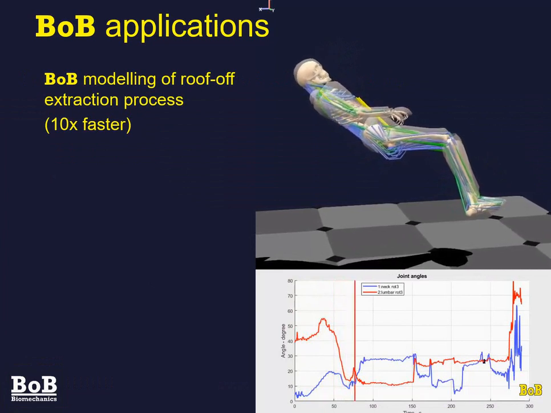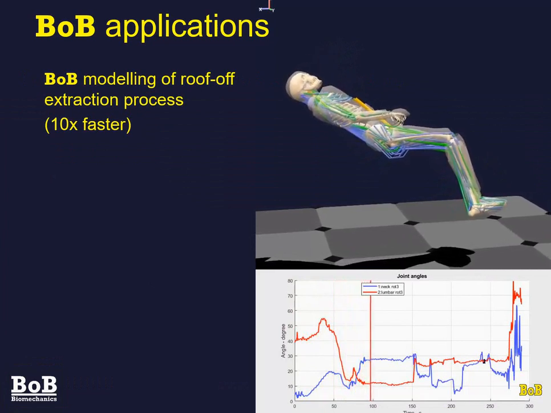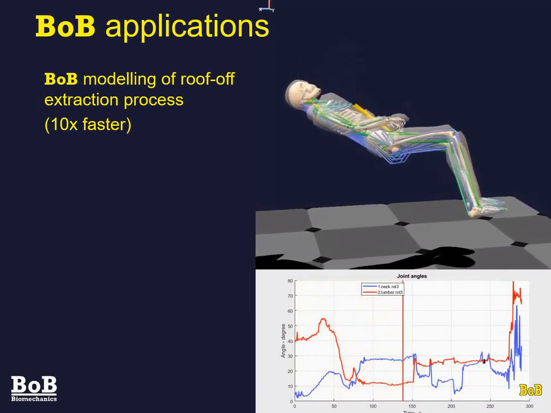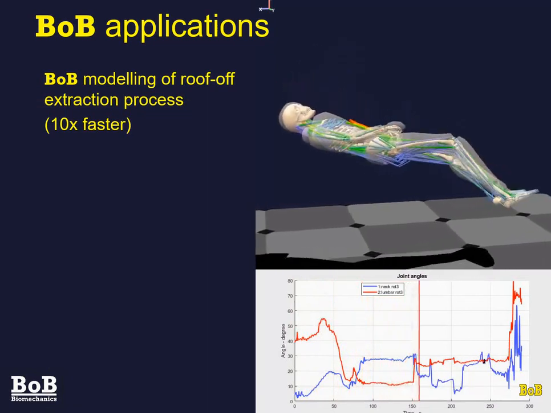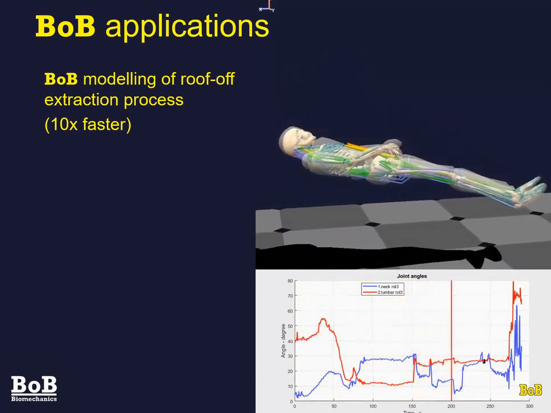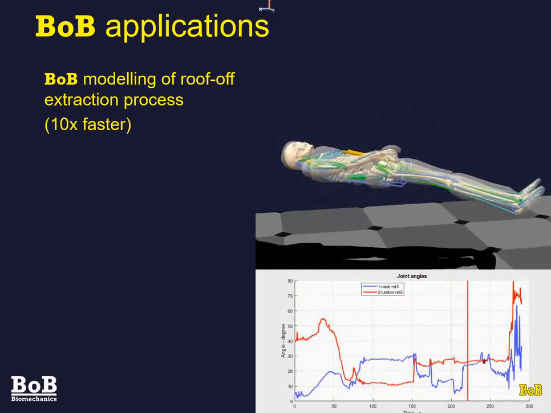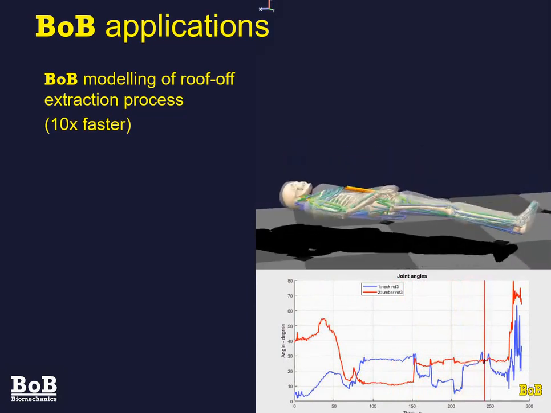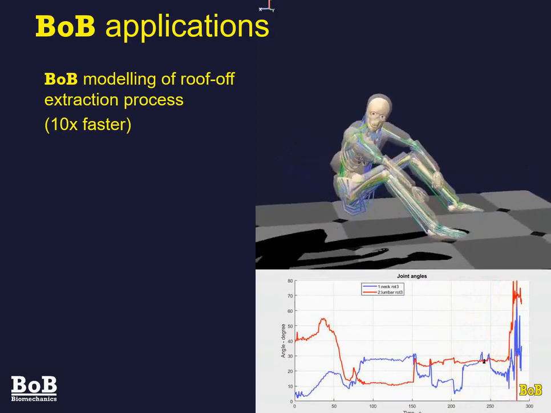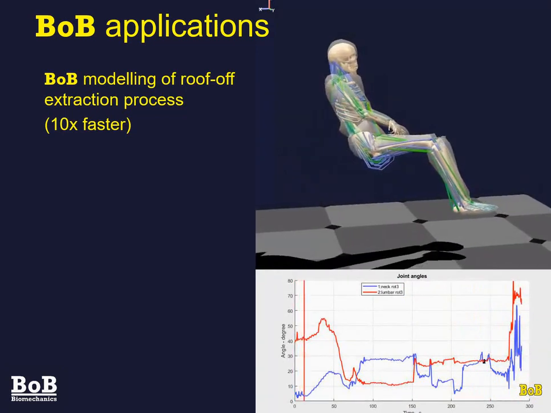This illustration shows the results of one of the studies where the subject is being extracted from a crashed vehicle after the roof has been cut off. What we're particularly interested in is measuring the movements and the translations of the spine in the cervical and the lumbar region throughout this particular technique. This was then compared to other techniques that the fire service might use.